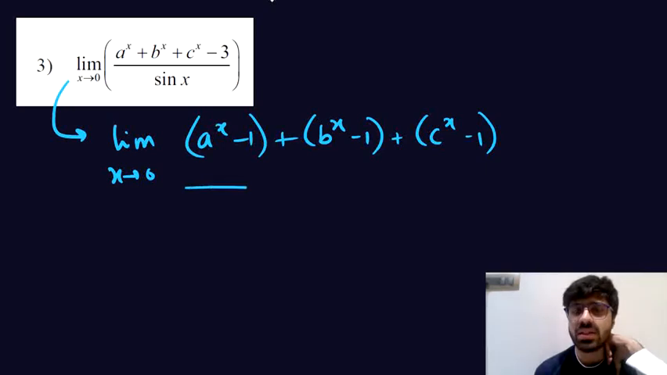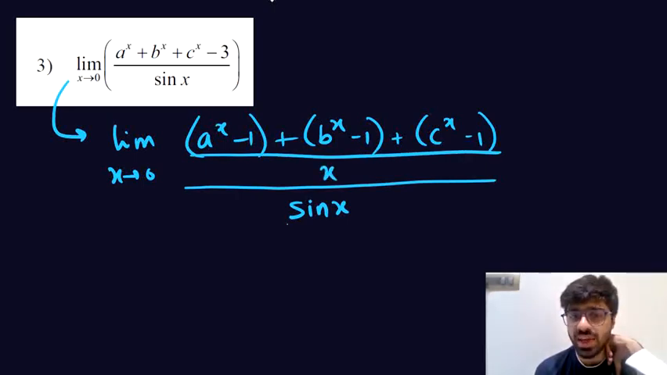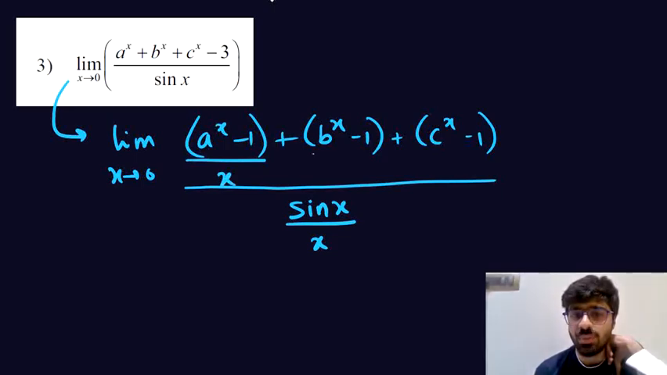Okay, we need an x in the denominator of every term, but we have a sin x in the denominator. So we can divide the numerator and denominator by x. And when you split the terms in the numerator, you have a power x minus 1 upon x, second term upon x, third term upon x.